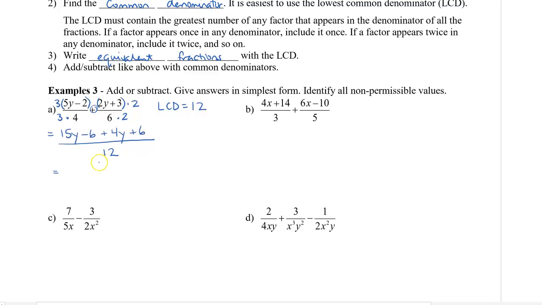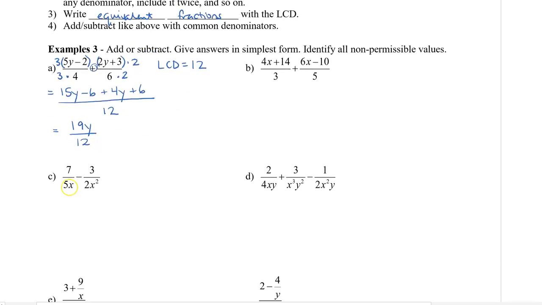So I just wrote one big line to make it simpler, so I don't have to write 2 separate fractions. Simplify by joining like terms. So I have 15y plus 4y, which is 19y. And then negative 6 plus 6 is 0, so I don't need to write that. And that's all divided by 12. Now here, there are no non-permissible values because we don't have any variables in the denominator, so we are done here. All right, our next one, we have some variables in the denominator.